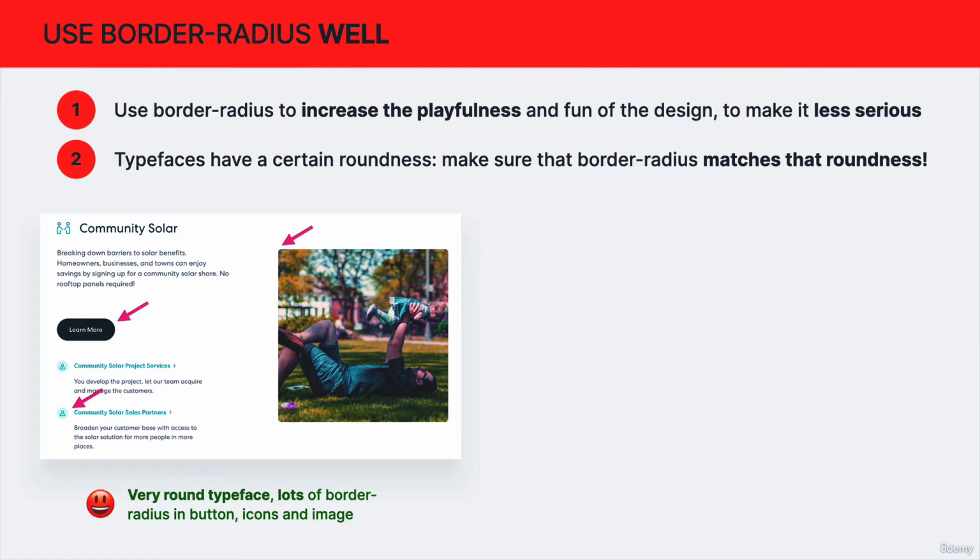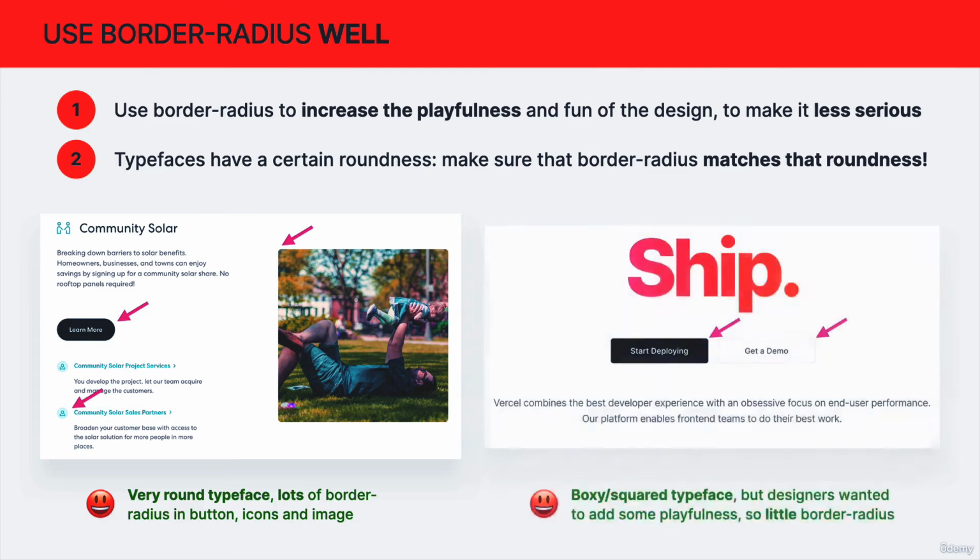And by doing that, the designer here really added a lot of roundness to the overall design, not just in the typeface, but also in these other design elements. And therefore, that takes away a lot of the elegance and makes this all a little bit more playful and more inviting at the end of the day as well. Now, on the other hand, we have this very boxy typeface, which is actually also Inter, so the one that we used in our current very small project. And so in this example, the designer added just a tiny bit of border radius to these buttons in order to still add a little bit of playfulness to the design.